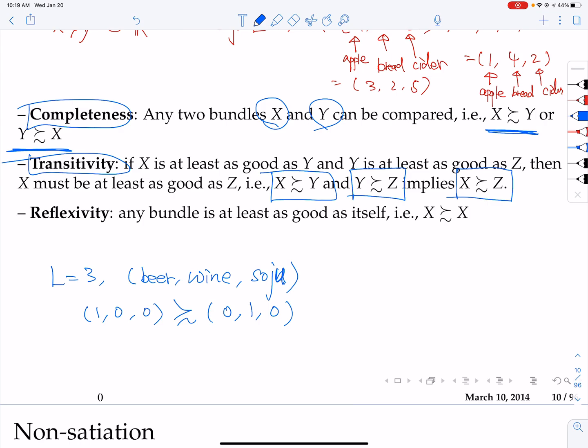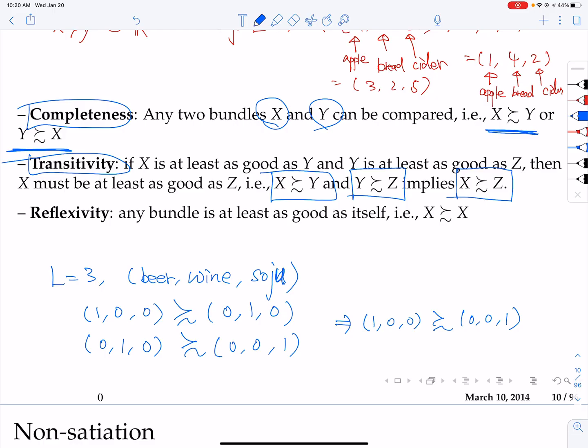So technically speaking, I should say that, but in everyday language, I sometimes say I prefer beer to wine. But at the same time, I prefer wine to soju. Okay, so that means using the transitivity, I should prefer beer to soju. Right? So that's the transitivity.